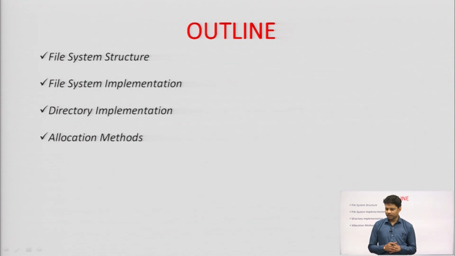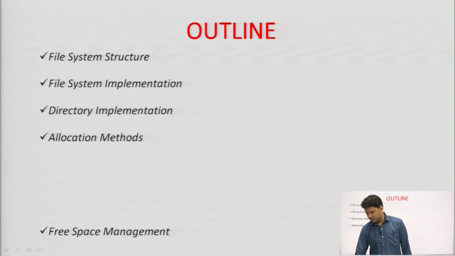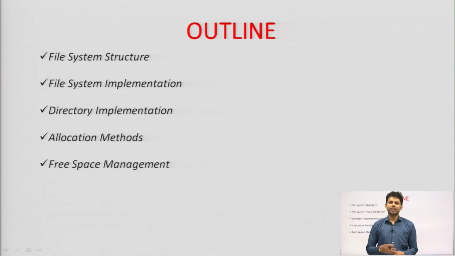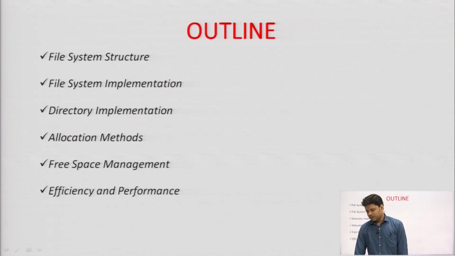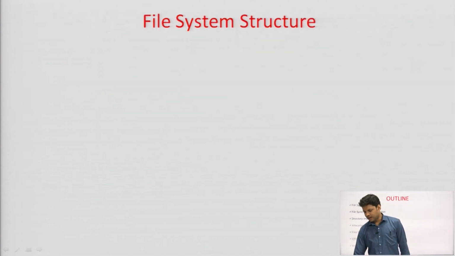What are those allocation methods, that is, how files are allocated to free disk space, we are going to see in this lecture. Then we will see free space management. For example, if some file has completed its execution and that space is now free, how do we allocate that space to some other new file? Then we will see efficiency and performance, and how we can recover a file if some failure or fault has happened.